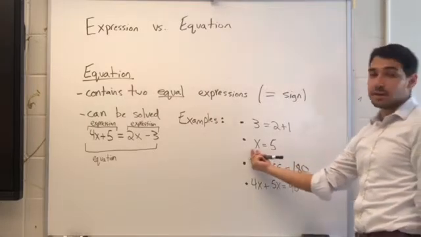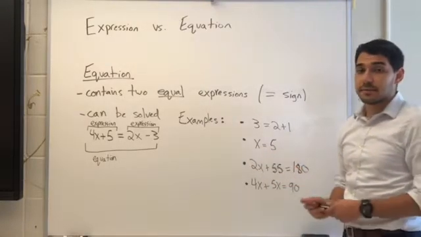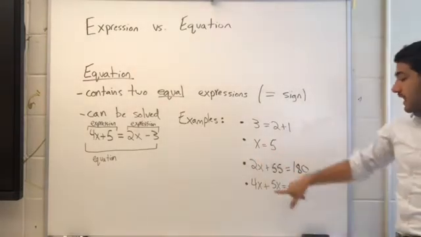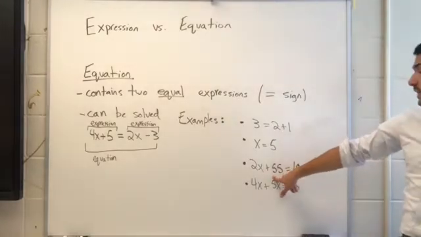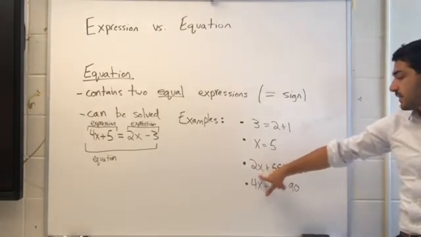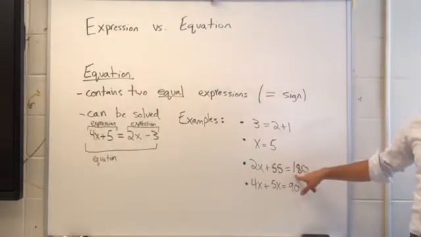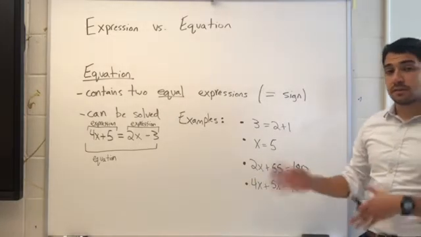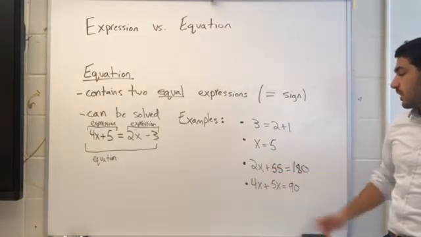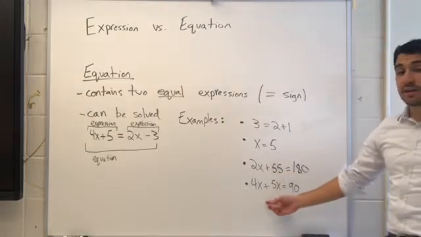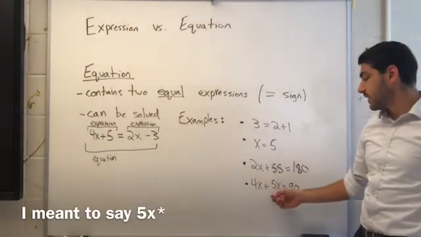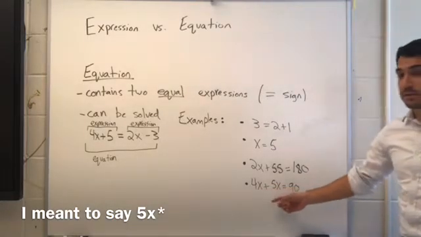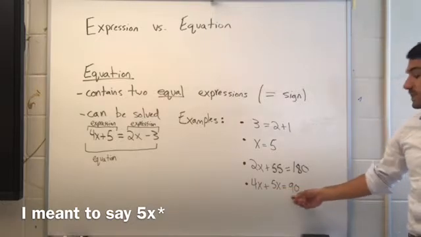This next one, we have the variable x equals 5. A lot of times when we're solving equations, this is what the final step looks like. We can also have equations that are unsolved, like this one here. We have the expression 2x plus 55, and we have the expression 180. Now, we can solve this equation, which is what we're going to talk more about on Thursday. But just to start off, this is what it would look like. And we can have another expression like 4x plus 5, which is not simplified, and we're going to get to that in a second, but it's still an expression. 4x plus 5 equals the expression 90.